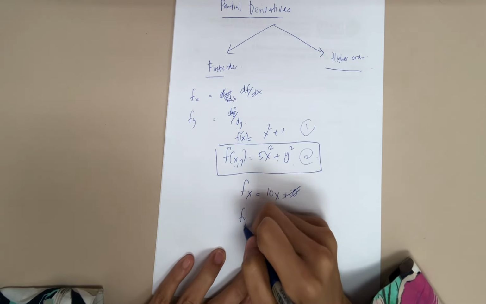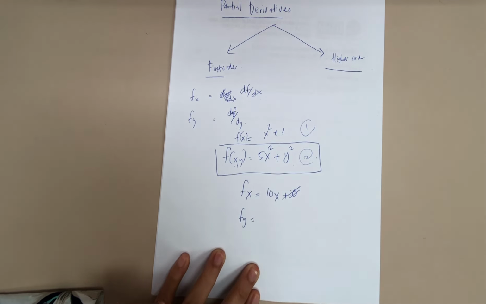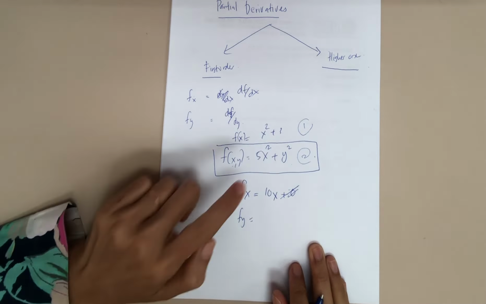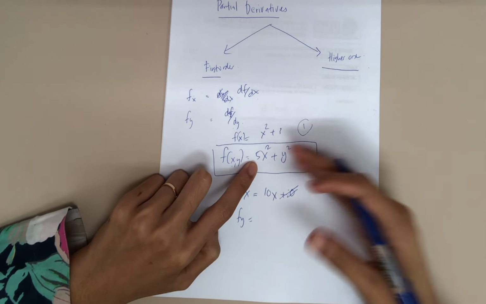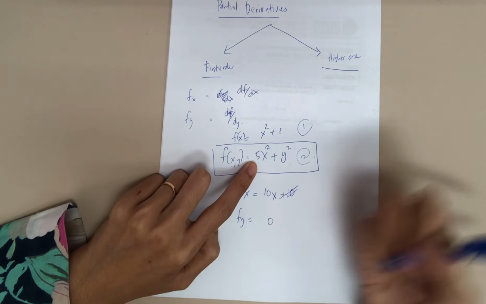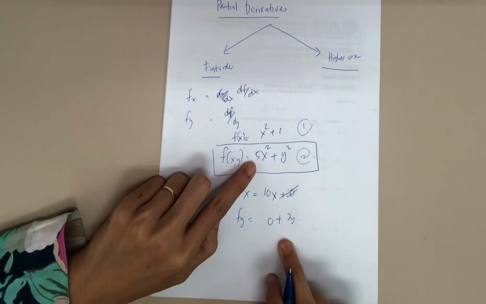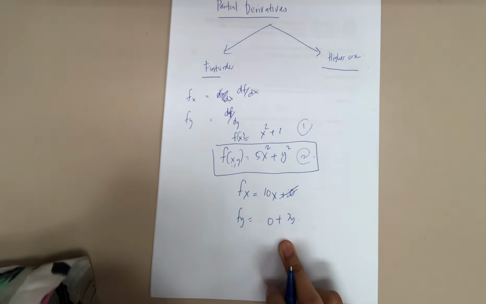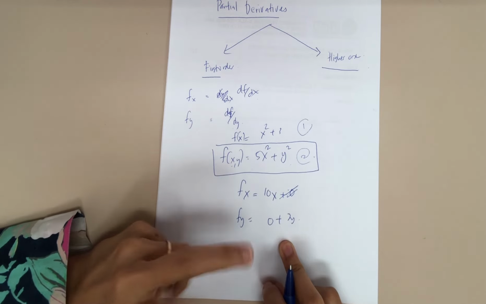If the question asks you to find fy, now you switch. Instead of y just now, x will be a constant, so you just ignore your x. Differentiating a constant gives 0, and differentiating y squared gives 2y. So this is the answer. This is how we differentiate, and we call it partial derivative. We let either one of the variables be constant.